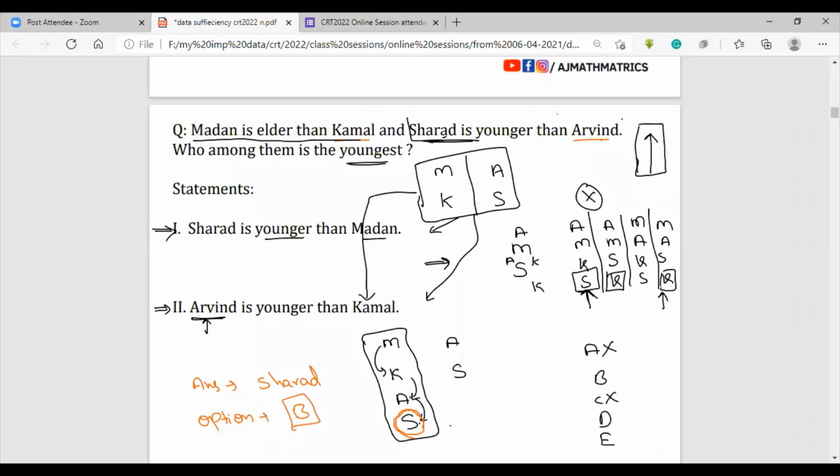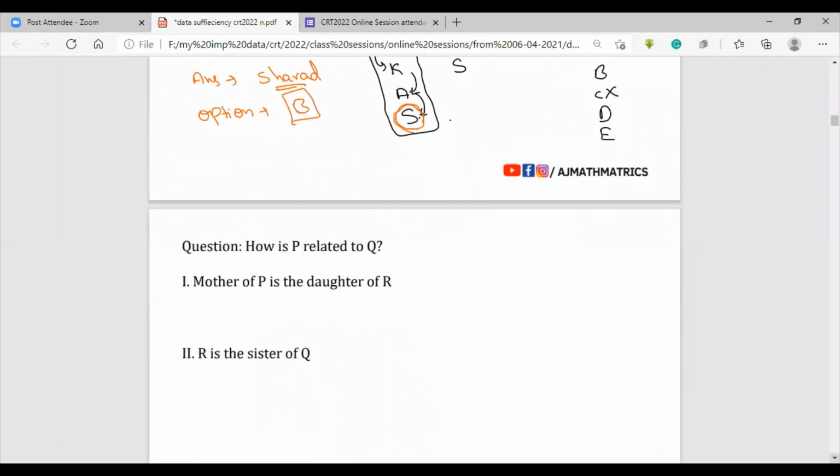So any confusions in this? Am I clear, guys? Yes. Thank you so much. So the answer for the question is Sharad. The option for the question is B. Okay. Now I move to the next question.